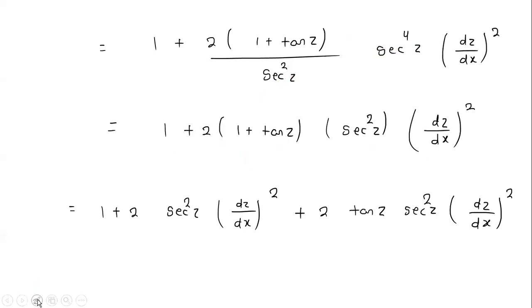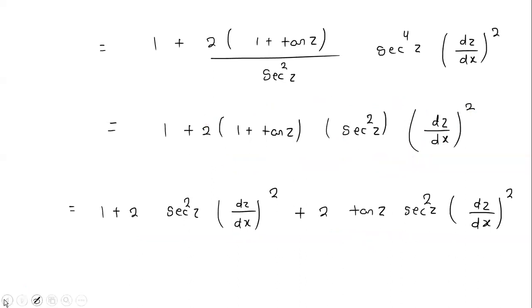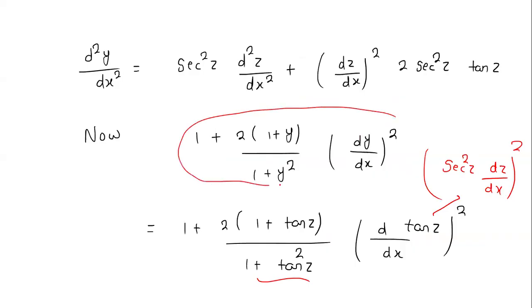Now you can do this: multiply 2 and 1 and this whole thing, so you will get 2 times sec z whole square dz by dx whole square, and you can also multiply 2 tan z, this sec z whole square and this dz by dx whole square, and you will get this thing. So now we have the simplified version of this after putting y is equal to tan z, which is this, and we also have d2y by dx square in terms of d2z by dx square and the variable z.